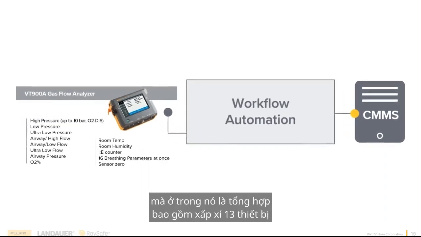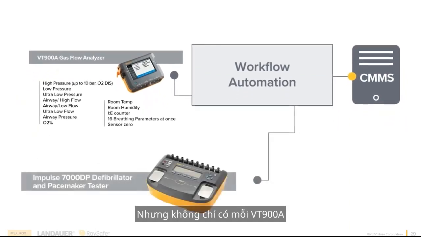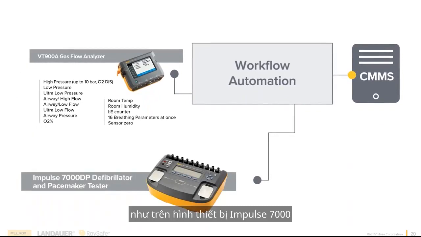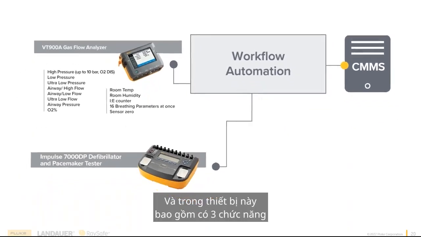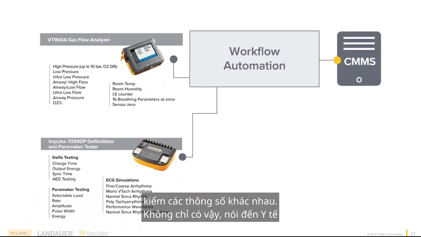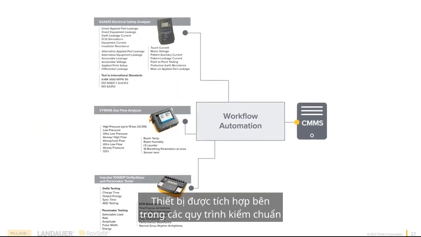It's actually approximately 13 single-use devices all inside of this box, right down to the ability to view 16 breathing parameters at one time. But it's not just the VT900A, it's also our Impulse series defib analyzers. And in the case of the Impulse 7000, it's actually 3 analyzers in this box and all of its tests. But it's more than that, because it's also our electrical safety analyzers and all of the tests that come with it. Not to mention, not just the tests, but the different standards.